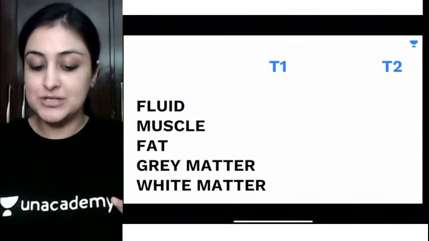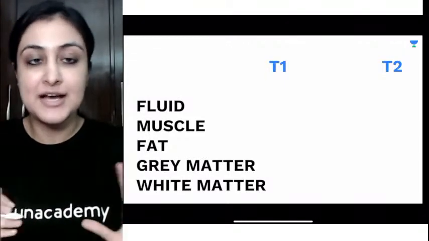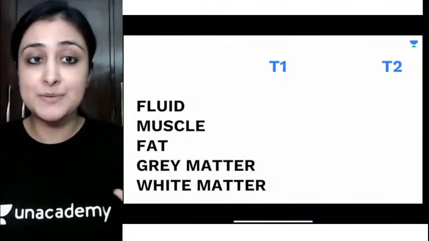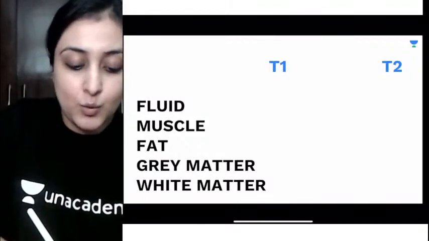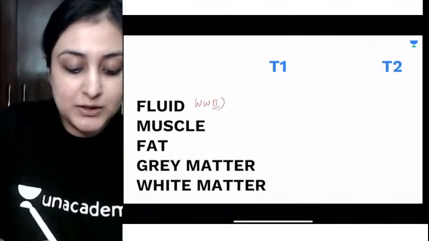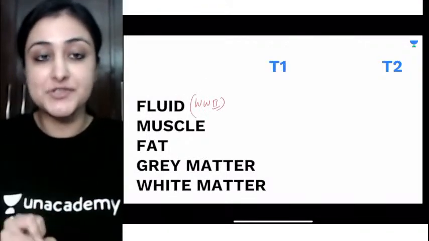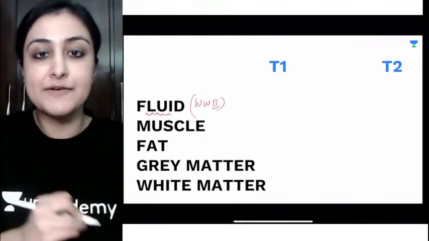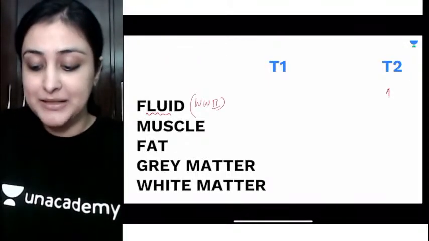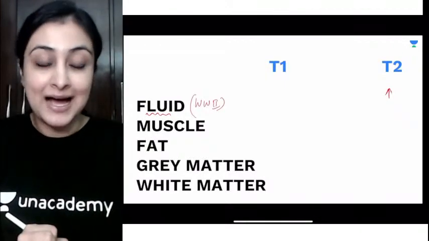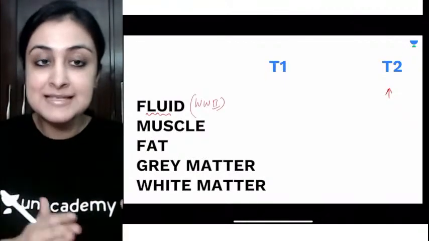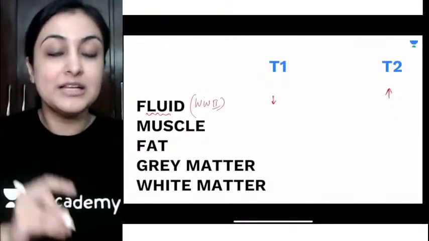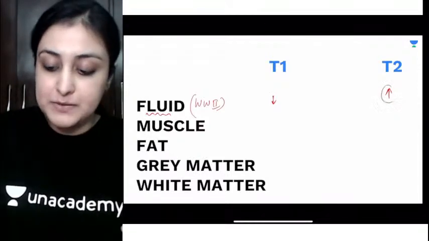Herein we need to see the signal intensity of various things. First we'll tabulate this and then we'll see the images. So what is the first basic rule that all of you know? That is World War II. What is World War II? That is water is white on T2. This is our basic fact that we remember. So when we talk about fluid or CSF or water or edema, we know that it's going to be hyperintense. White means hyper. On MR, we use the suffix intense. So hyperintense, white on T2, whereas it's going to be dark on T1. So this is my first basic principle, World War II.